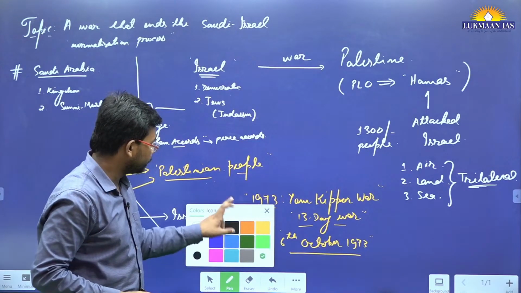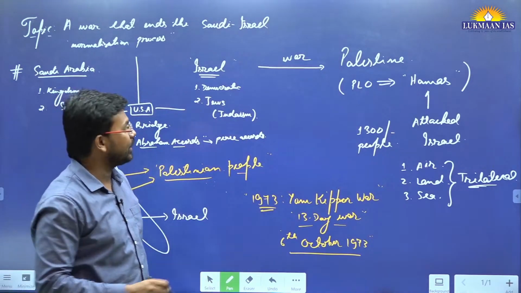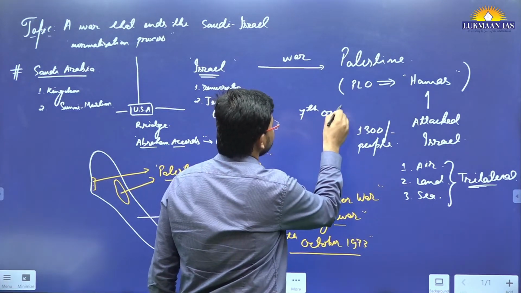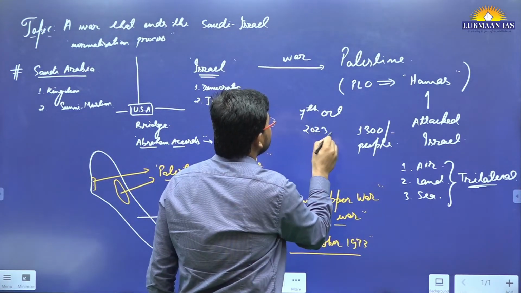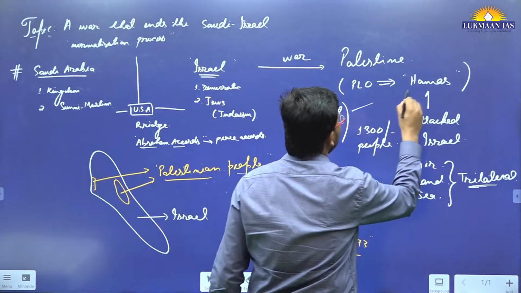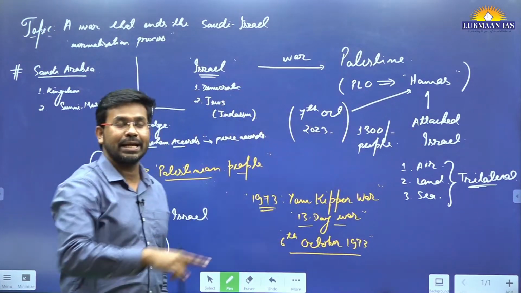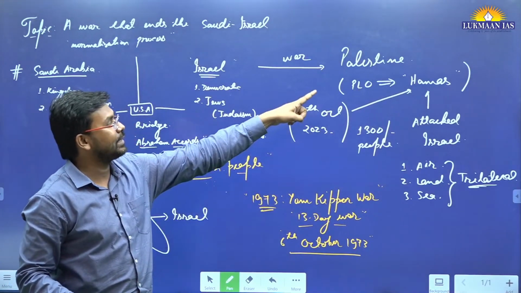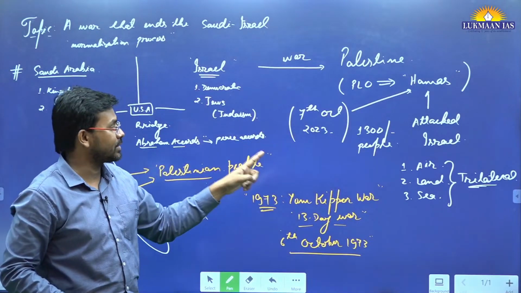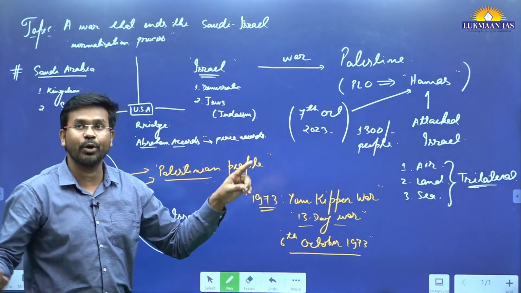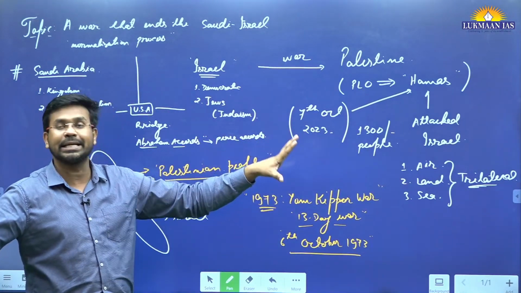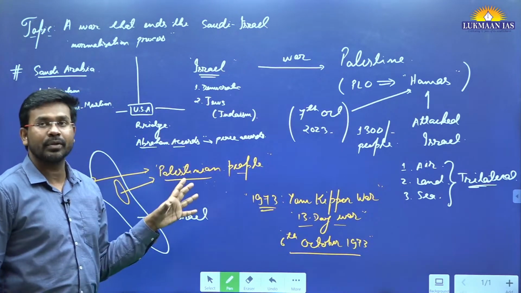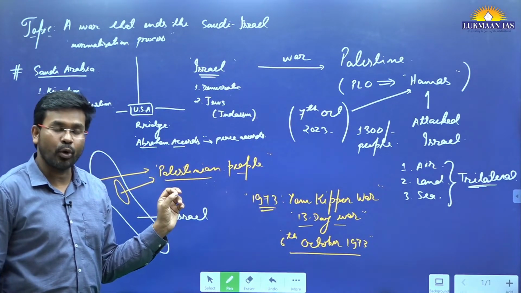But now, in 2023, on 7th of October, this Hamas group attacked Israel after 50 years, 1973 and 2023. And this is the largest number of people that the Hamas group has killed in Israel. That's the thing. Now Israel and Palestine are in a state of war.